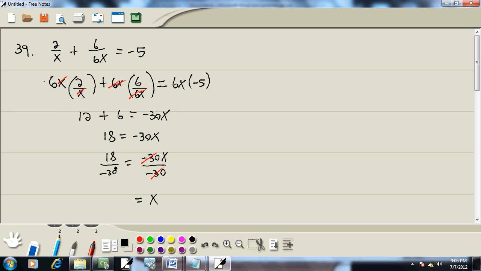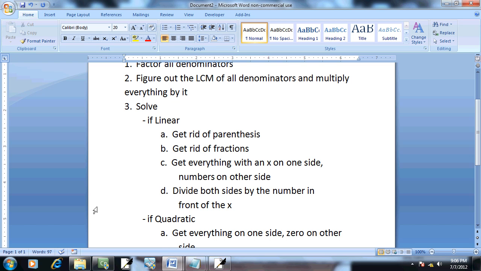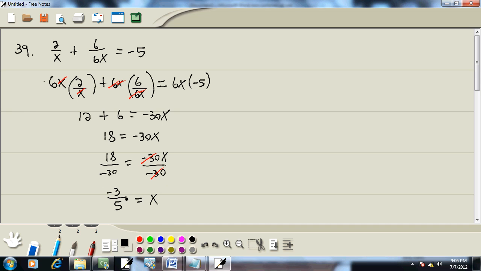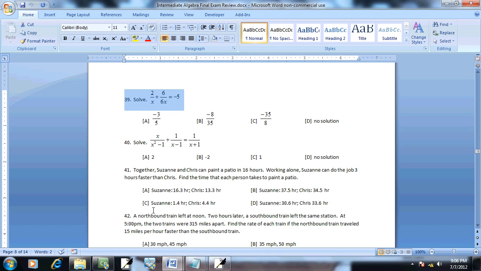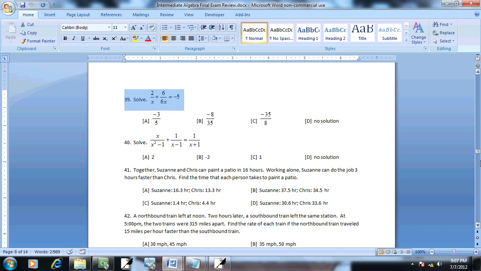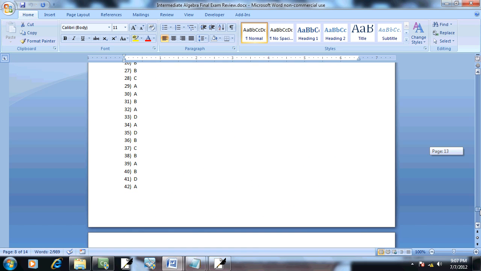And this actually reduces. 18 and 30 are both divisible by 6. I'll put the negative up on top. So 18 divided by 6 is 3, and 30 divided by 6 gives us 5. So we got x is equal to negative 3/5. Now our fourth step is semi-check your answer. Make sure it doesn't cause a 0 in the denominator. If I put negative 3/5 back in for x, this would be 2 over negative 3/5, so 0 is not in the denominator. And this would be 6 times negative 3/5. I don't know what that is, but it's not 0, and that's the only part I'm really worried about. So our answer is negative 3/5, which would be A. So 39A. And that checks.